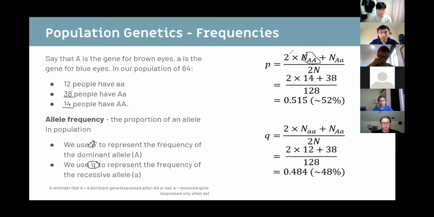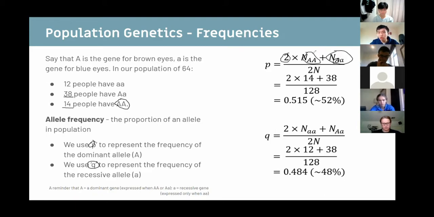So this is why you have the times 2, because the people with 2 big A's, right, they have 2 big A's. So each of the 14 people, you'll have to times by 2 because they have 2 big A's. Hope that makes sense. And for the people who are heterozygote, which means they only have one big A and one little a, you don't need to times 2 because they only have one big A in there.